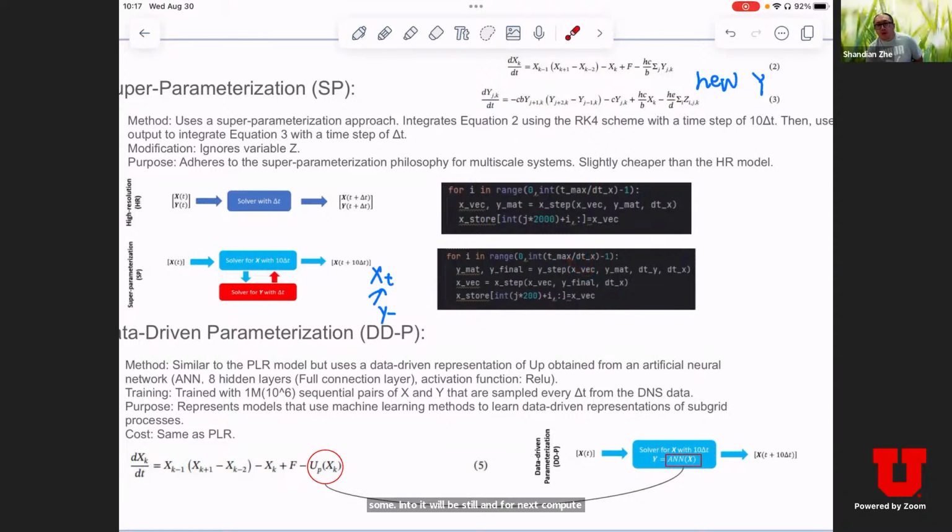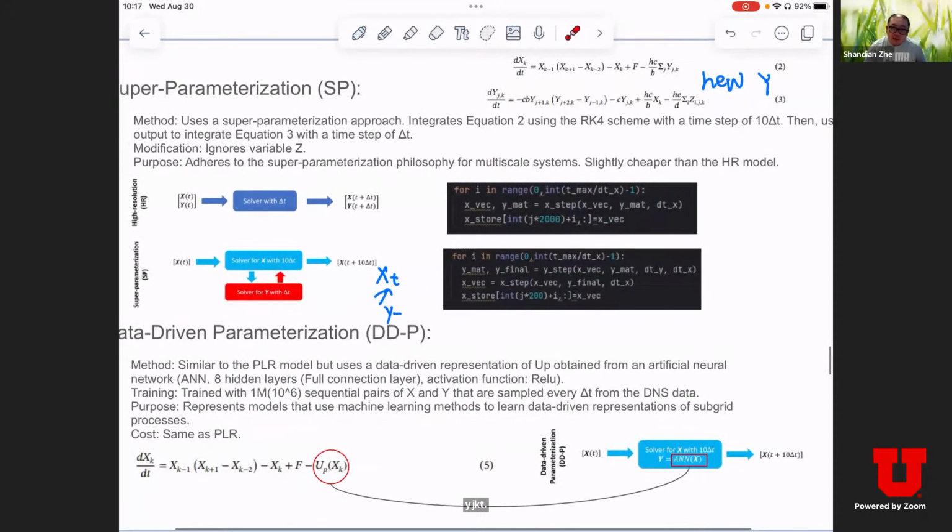Oh, so you mean it's like an alternating update, like I use current X, I solve Y, and I use my Y to substitute back into X and solve the next step of X, and then I solve Y again. Is this like alternatingly computing XKT and YKT? Yes, kind of. Why is it slightly cheaper than the HR model?